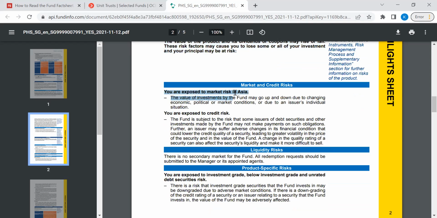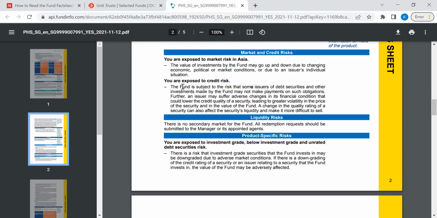You are exposed to market risk in Asia. The value of investment by the fund may go up or down due to changing economic, political, market condition, or due to issuers' individual situation. So of course, I'm exposed to market risk in Asia. So this is actually very common sense, right? Because you invest in Asia, you're exposed to the market risk there.